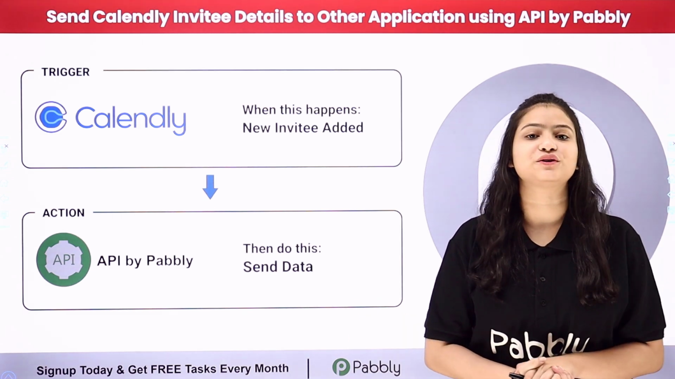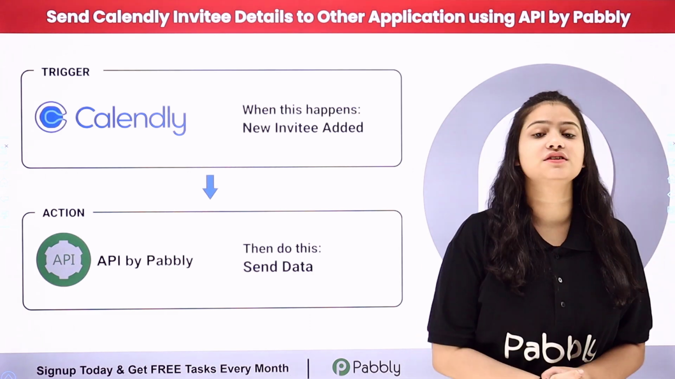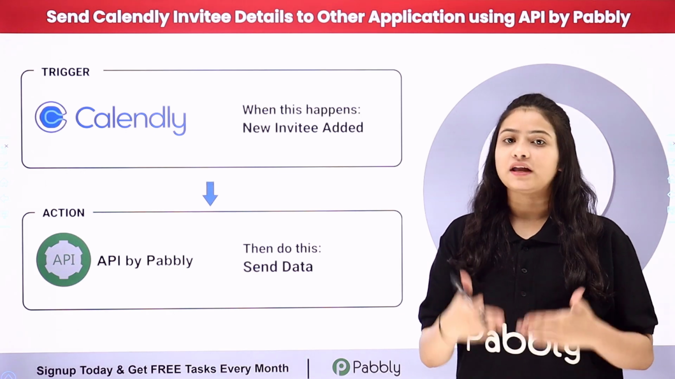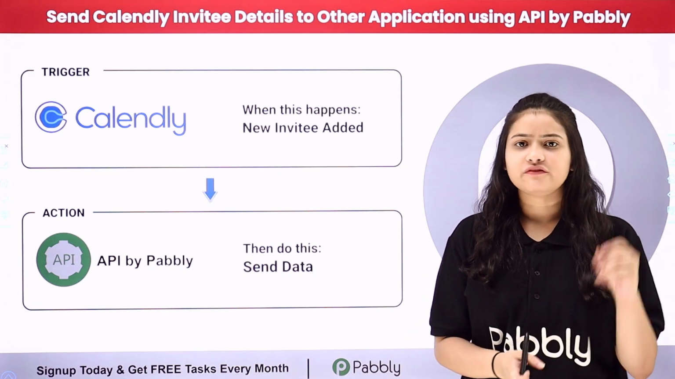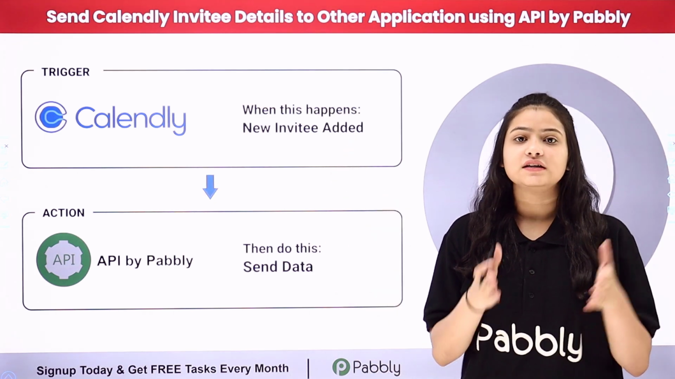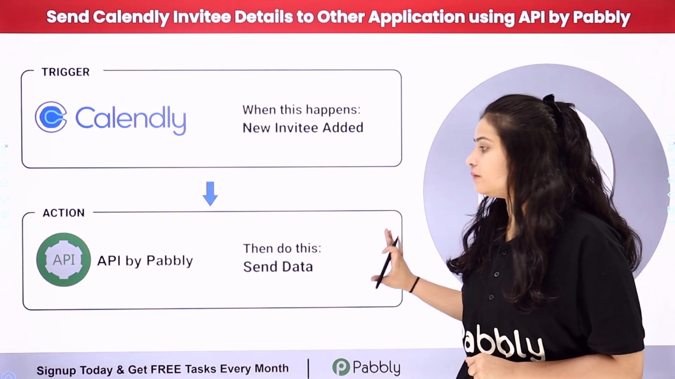In this video, we are going to learn how to send Calendly invitee details to other applications using API by Pabbly. So here I am using Calendly to manage my events, and my objective is that whenever a new invitee is added in my Calendly account, then automatically the details of that invitee should be sent to any other application with the help of API by Pabbly.